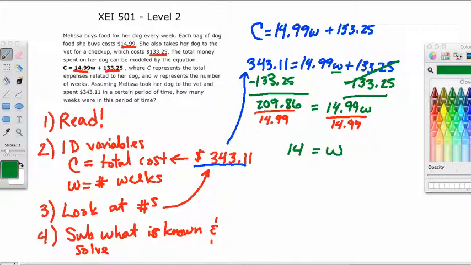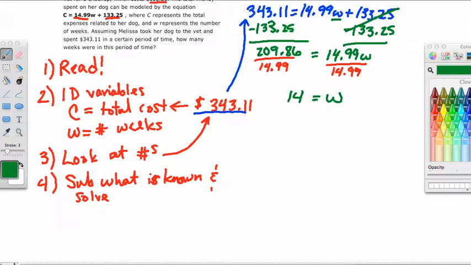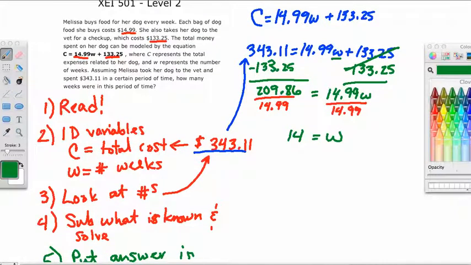I lied about number 4 being the last step. Your last step is to put your answer in words. You need units. So this means 14 weeks. And then you're done.